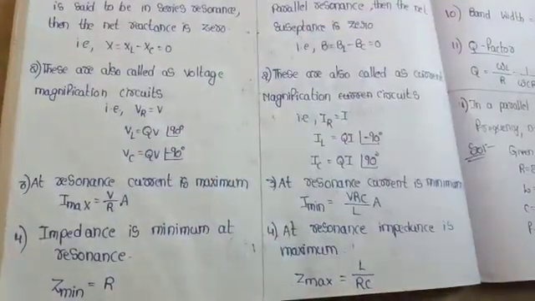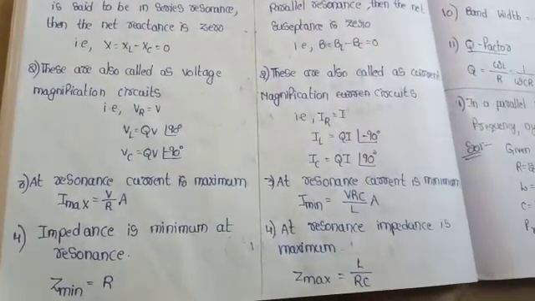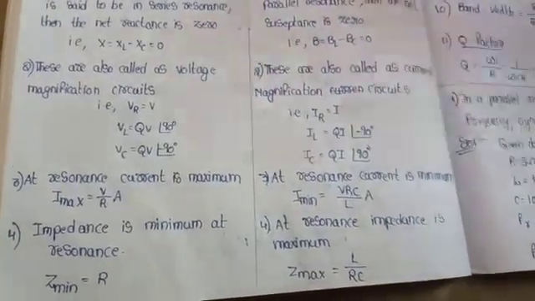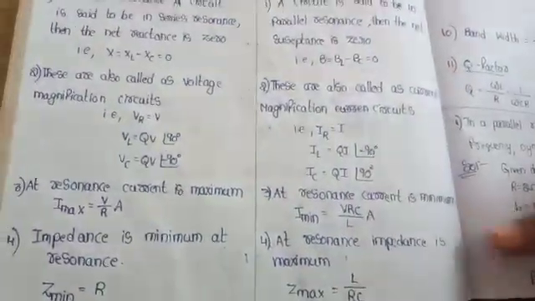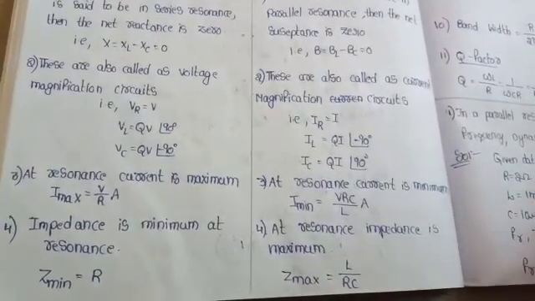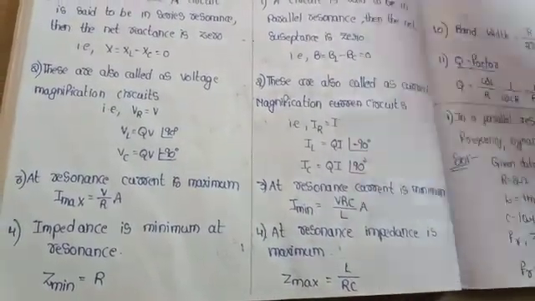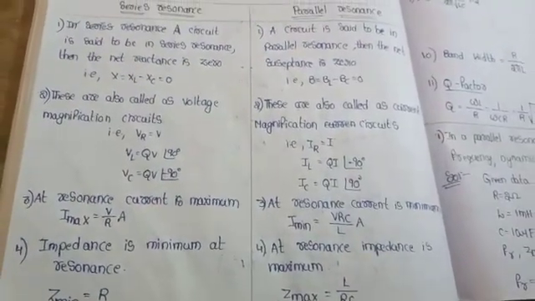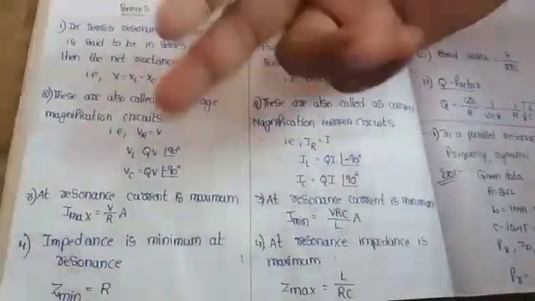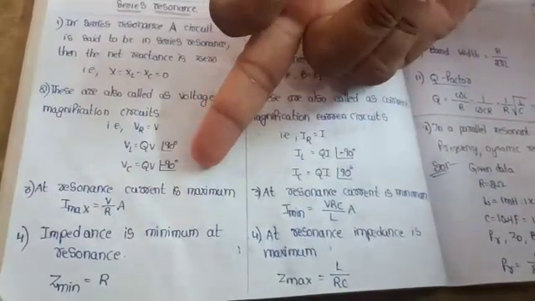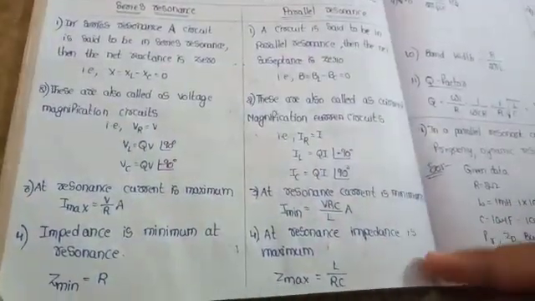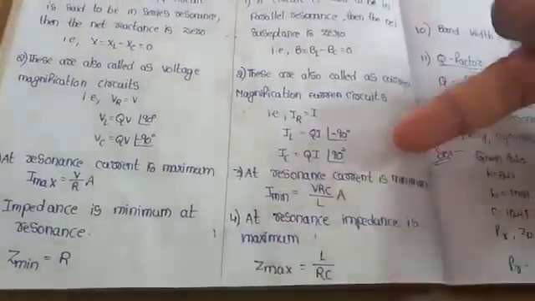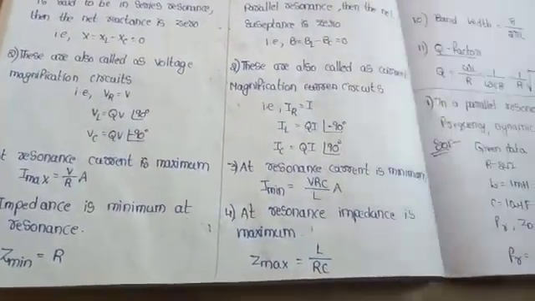Another difference is the current at resonance. In series resonance the current is maximum because the impedance is minimum. Whereas in a parallel resonant circuit the current is minimum because of the dynamic resistance. Another difference is that impedance is minimum at resonance, Z is equal to R. Whenever impedance is minimum, current is maximum. Here in parallel the impedance is maximum, that is the dynamic resistance L by RC. So that's why current is minimum in the parallel resonant circuit.